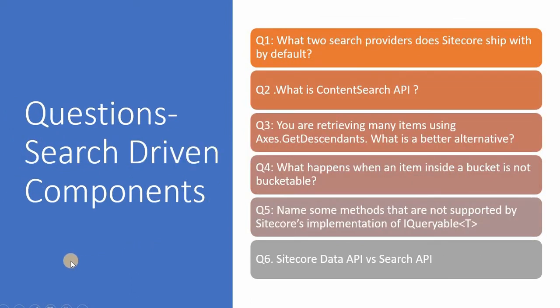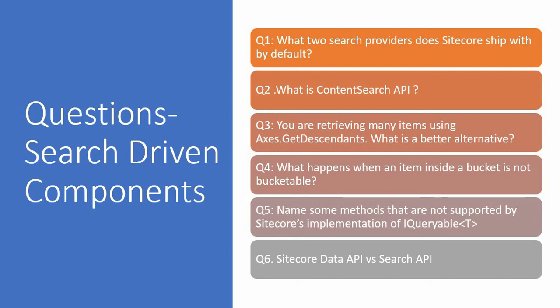The next set of questions would be from search. The first question is, what two search providers does Sitecore ship with by default? By default, what are the search providers which are there in Sitecore? The second question is, what is the ContentSearch API? You should be aware of the ContentSearch API.